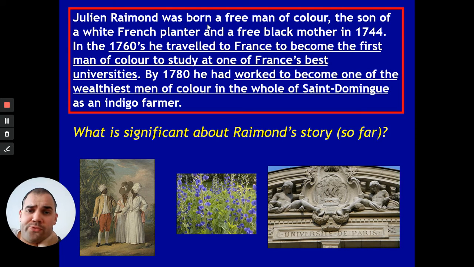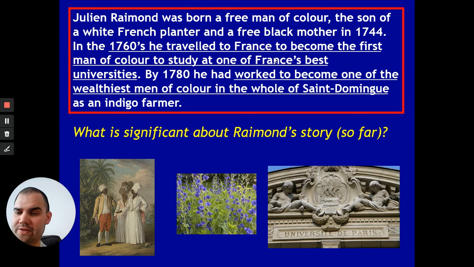Julien Raymond was born a free man of color, the son of a white French planter, so remember the ones who owned the plantations, and a free black mother in 1744. In the 1760s, he traveled to France to become the first man of color to study at one of France's best universities. By 1780, he had worked to become one of the wealthiest men of color in the whole of Saint-Domingue as an indigo farmer.